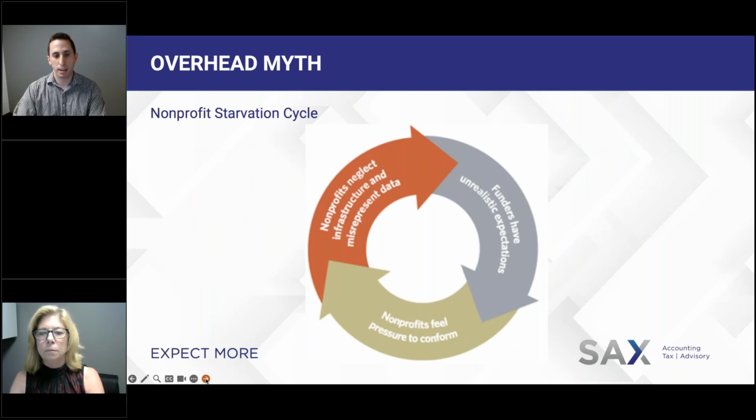Really simply, funders have these unrealistic expectations. They believe overhead should be low. That's what they've all been told, that nonprofits need to keep their overhead as low as possible. We all want to see more of donations going to the cause and less to fundraising, for instance, which is really not how it should work. So nonprofits now feel the pressure to conform to that.